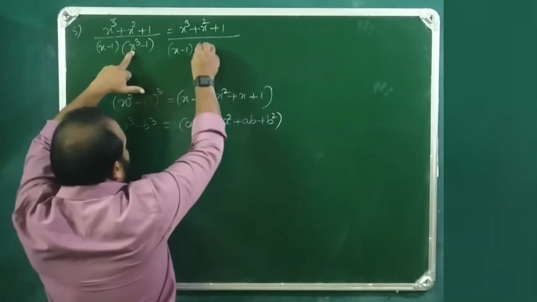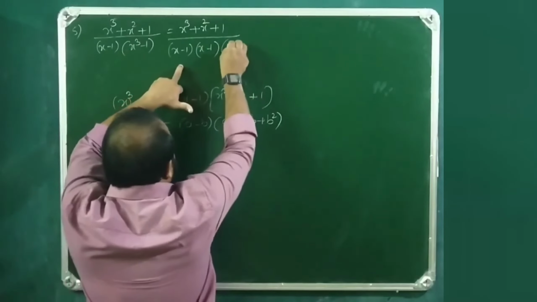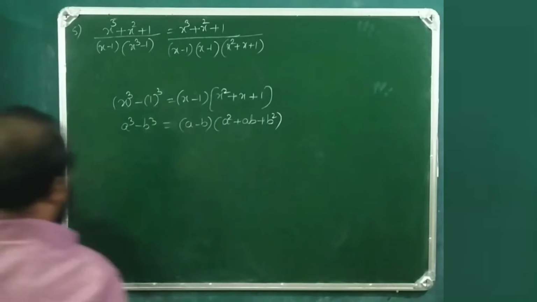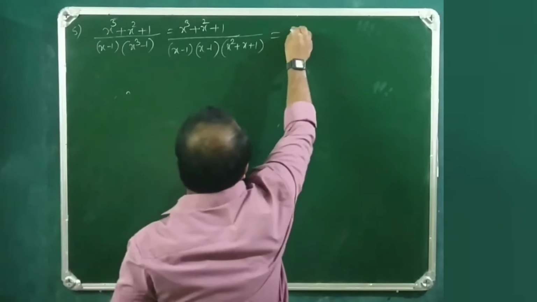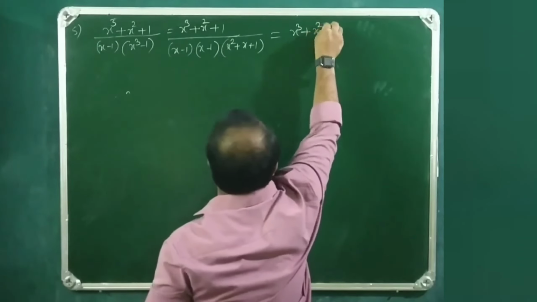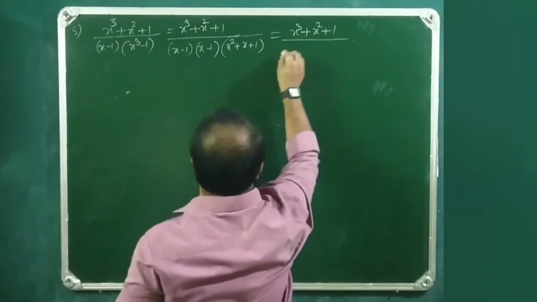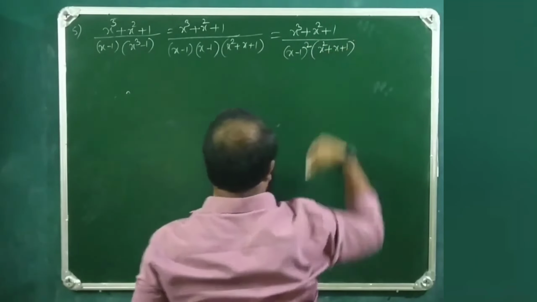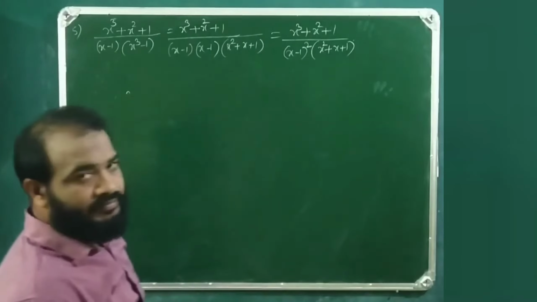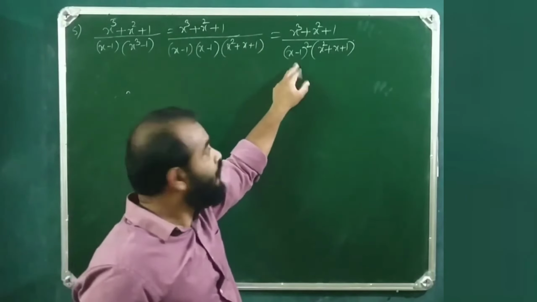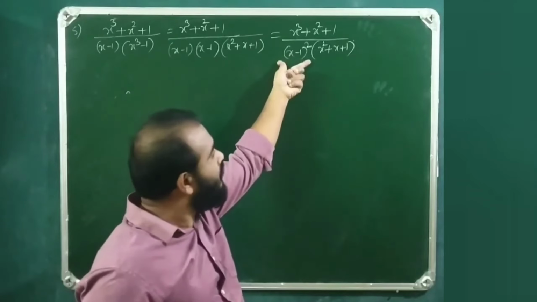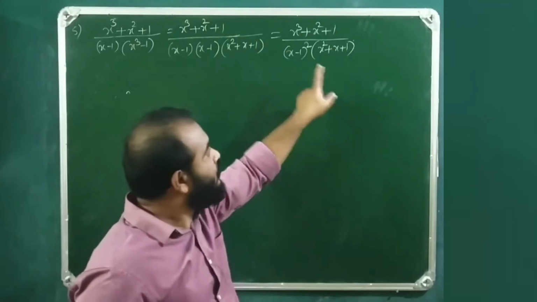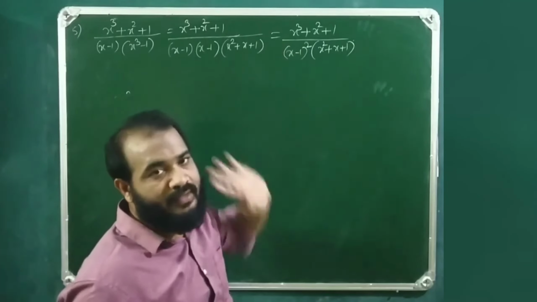So x minus 1 into x square plus x plus 1. So now this further implies (x cube plus x square plus 1) by (x minus 1) whole square into (x square plus x plus 1). So the denominator contains a repeated linear factor, type 2, and a non-repeated irreducible quadratic factor, type 3. So this is the combination of type 2 and type 3.